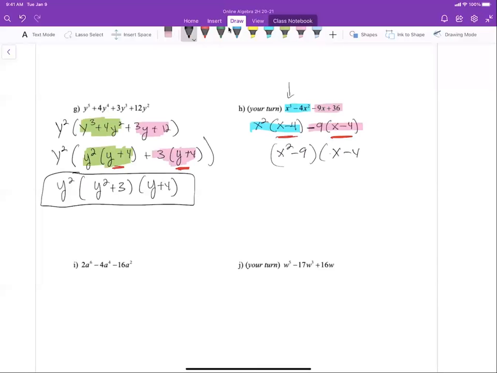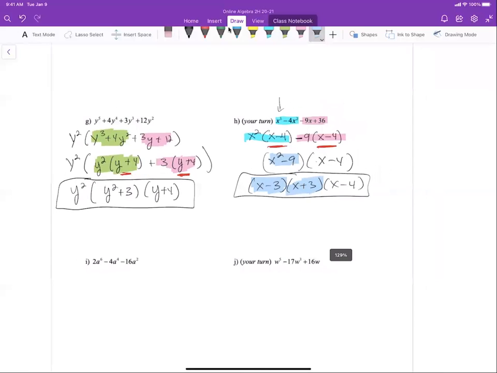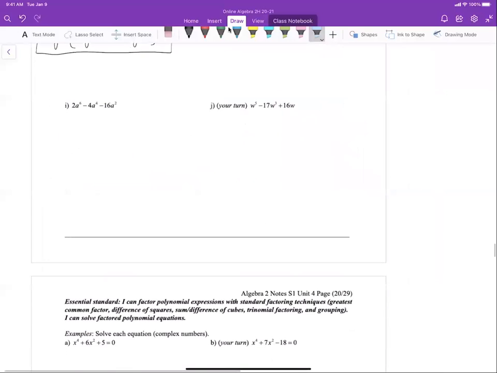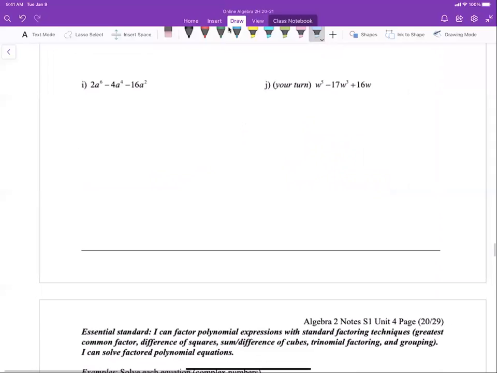x minus 4. Now, notice the x squared minus 9 is a difference of 2 cubes. I'm sorry, difference of squares. And so that factors into x minus 3 times x plus 3. X minus 4 does not factor any further. And so this is my answer. And this came from the difference of 2 squares. Okay. All right, moving on.